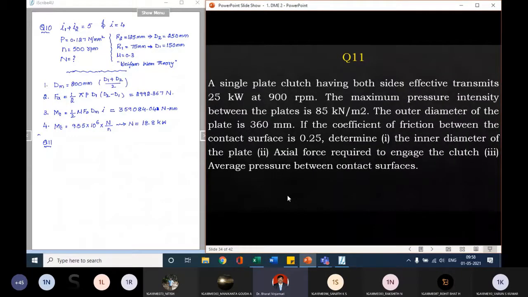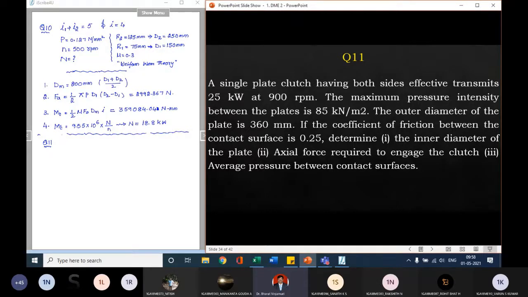Now, since you are solving many in multi-plate, I thought of giving you a question in single plate clutch also. That is the reason I have brought it in between. And here, in single plate clutch, this question has asked average pressure also. So we'll try to solve single plate clutch, because you are in a rhythm of multi-plate. Once I come back, you can recall the concepts of single plate, and how it differs.